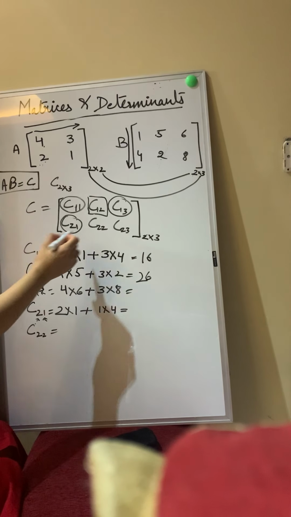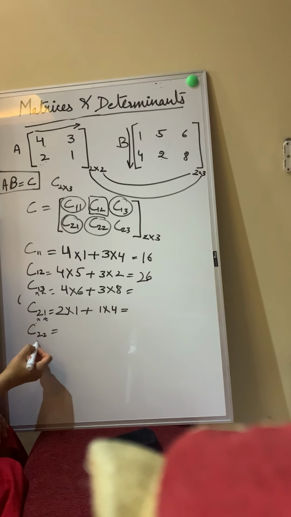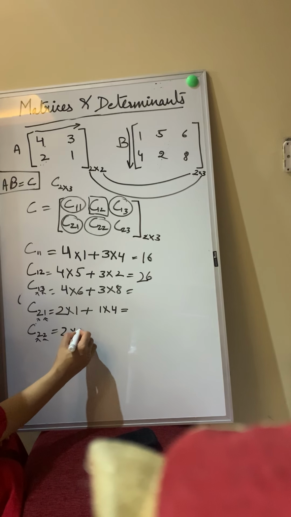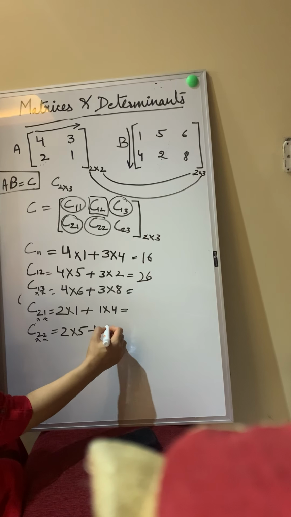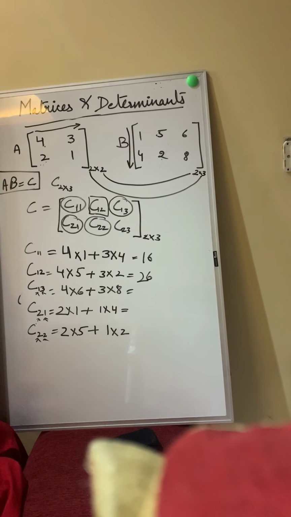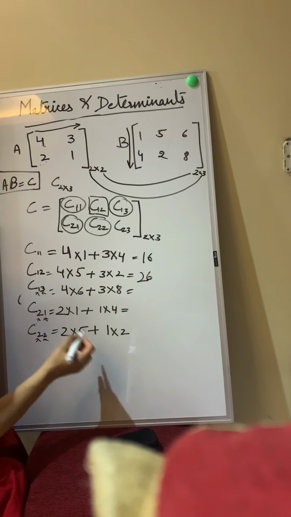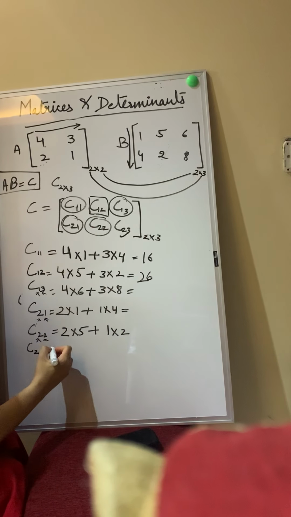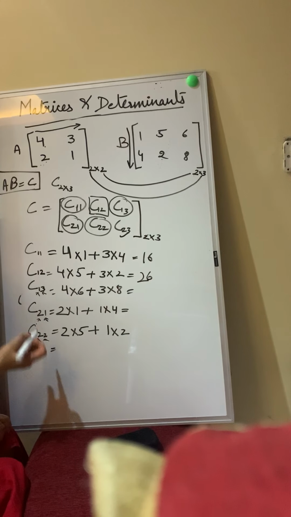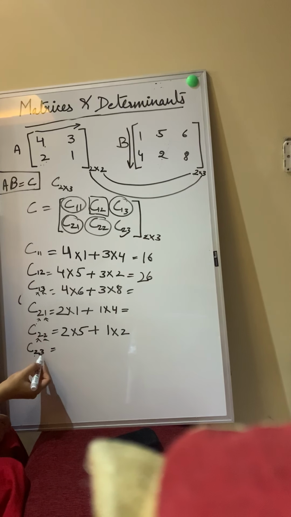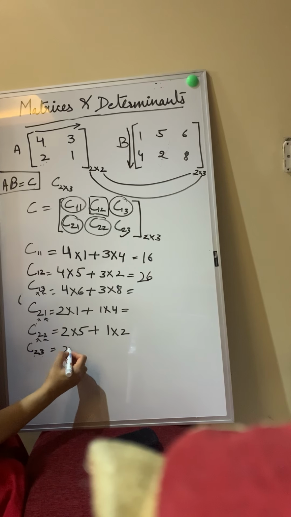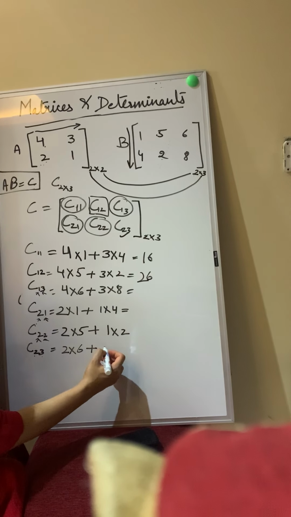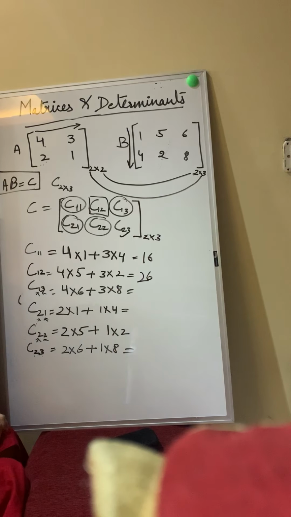C22. The value of C22 will be the second row of A and the second column of B. This will be 2 into 5 plus 1 into 2. You all can multiply this and add this. The value of C23, the last one, will be the second row of A and the third column of B. 2 into 6 plus 1 into 8.